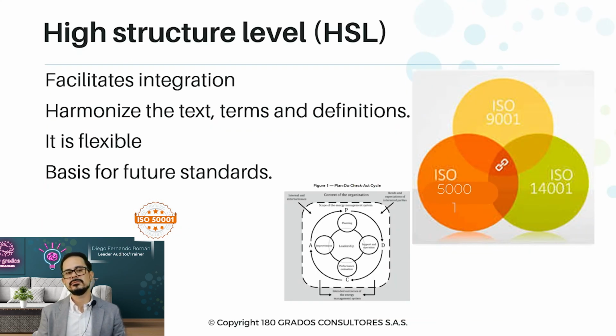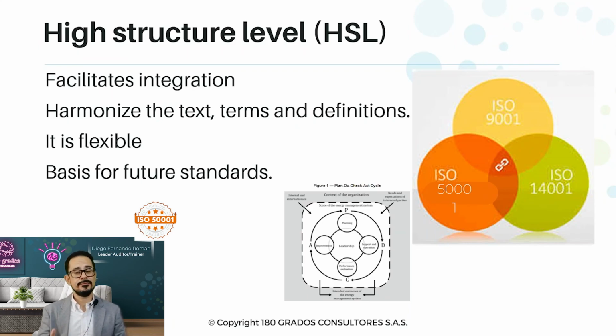Now let's discuss the High-Level Structure, or HLS, which is a key feature of the updated ISO 50001 version 2018 standard. The HLS is a standardized structure that is used across all new ISO management system standards. One of the main benefits of the HLS is that it facilitates integration. By having a consistent structure, it becomes easier for organizations to integrate multiple ISO management system standards.